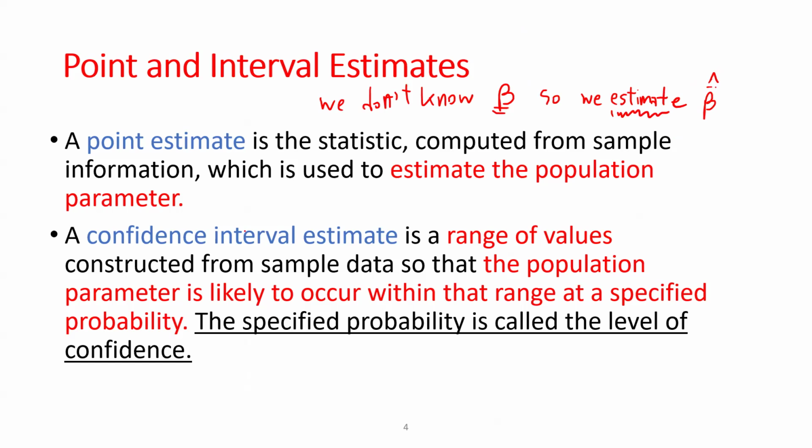but the confidence interval estimate is a range of values constructed from a sample. So the population parameter is likely to occur within that range at the specified probability. The specified probability is called the level of confidence. A point estimate means we have one value to represent the estimate of beta. But if we make an interval, it means we give a range of values.